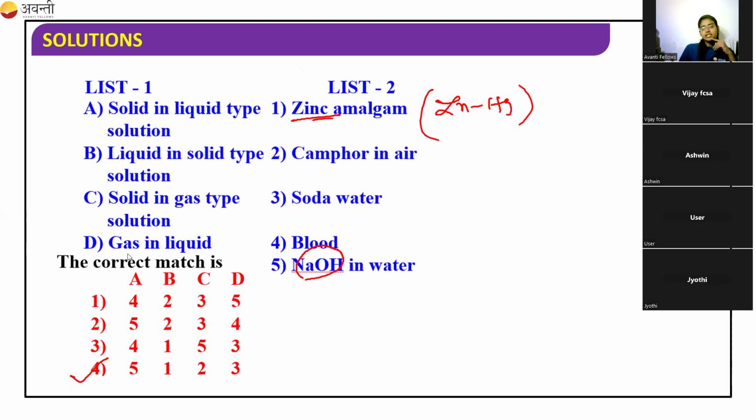Solid and gas type means camphor is a solid in air, which is a gas. And gas and liquid is soda water. Carbon dioxide is dissolved in the liquid water, right? So it is an example for gas and liquid. Very good, students. Option 4 is the correct answer.